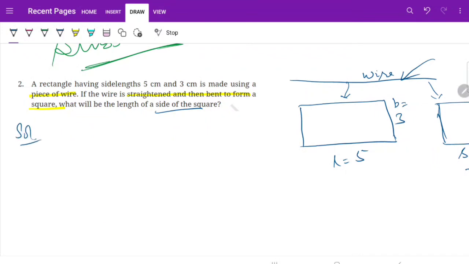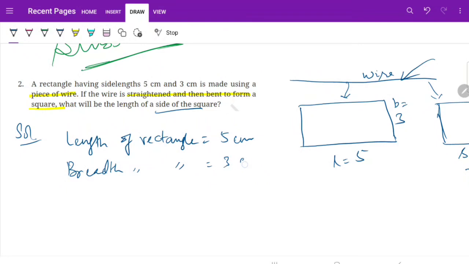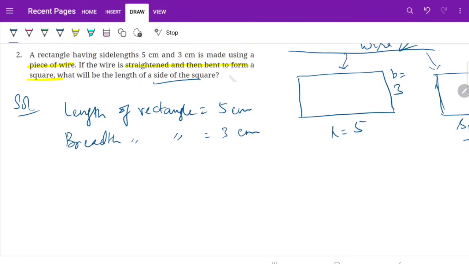So first we write what is given to us, right? Length of the rectangle. Always you have to write whatever is given in the question. For this also you have some marks. 5 centimeter. What about the breadth of the rectangle? It is given to us as 3 centimeter. So now we need to find what? The side of the square, that is S, right? Let the side of the square be S. We can take any letter. For simplicity, we are taking the side as S.